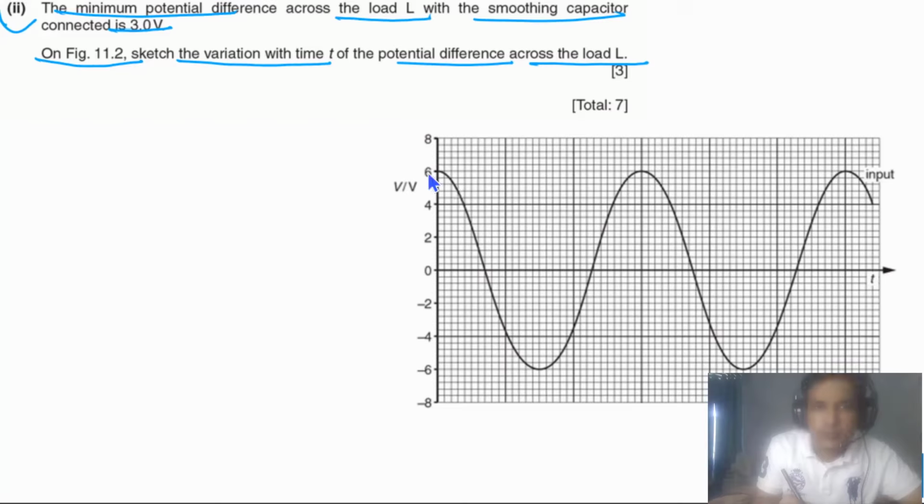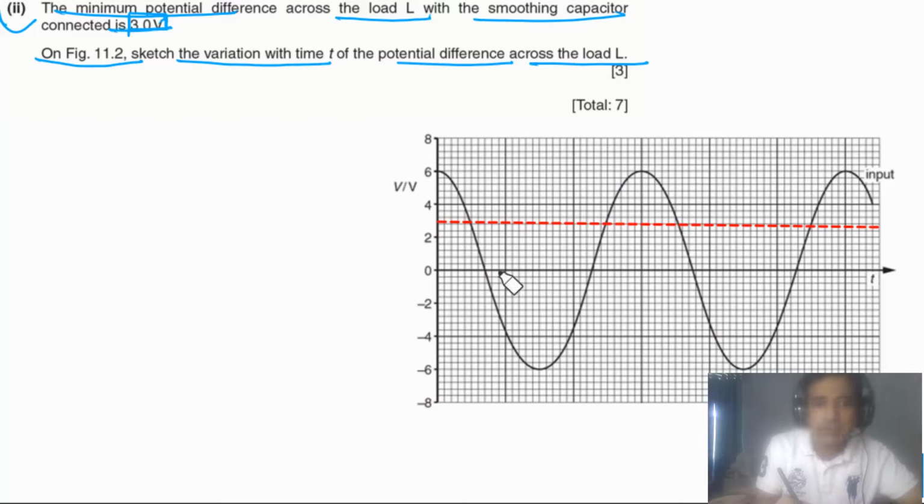But if you look at this given curve, this is not rectified. This is a pure AC signal from the AC power supply. And also we need to understand the minimum PD across the load resistor is given, that is equal to 3.0 volts. So first of all we can draw the line here. So we have 2, 4, this is 2, so 3 is between them, 1, 2, so 3 is somewhere here. So we can draw the dotted line first of all. So this is the dotted line.